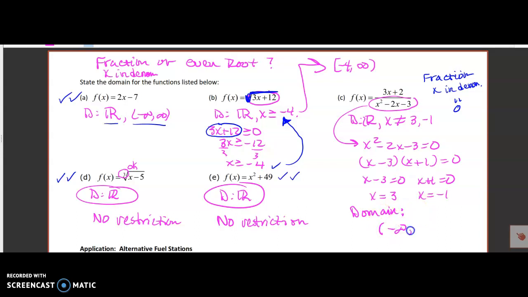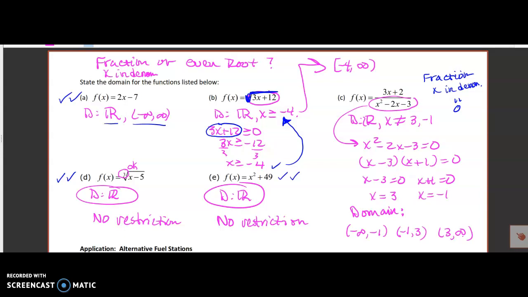Negative infinity to negative 1. I'm going to need a little more room. Okay. Negative infinity to negative 1, parenthesis on the negative 1 because I'm excluding it. Negative 1 to 3, parenthesis on both of those because I'm excluding them. And then 3 to infinity. So notice this breaks it into 3 distinct intervals.